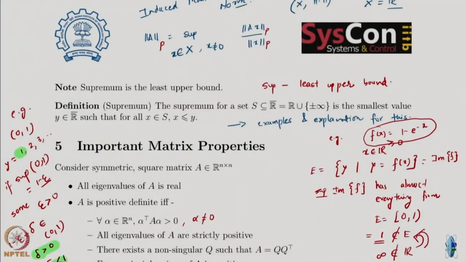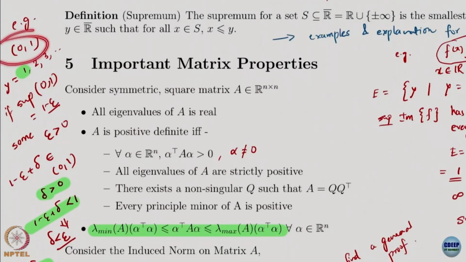The more formal definition is that the supremum for a set S in R closure, which is basically R union infinity, is the smallest value of y such that for all x in S, x is less than or equal to y. Exactly the least upper bound written in mathematical terms. It is not just an upper bound. If I take the open interval (0, 1) as my set S, then 1, 2, 3, 4, 5, all of them are upper bounds. Everything is an upper bound, but the supremum is the least upper bound.